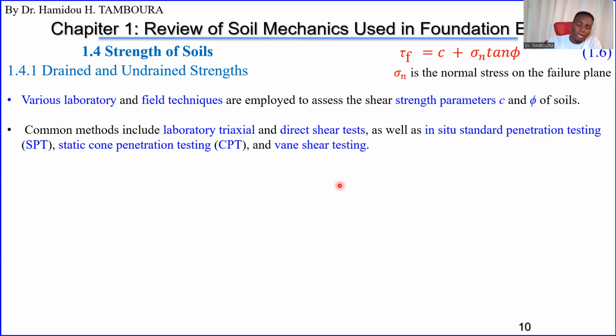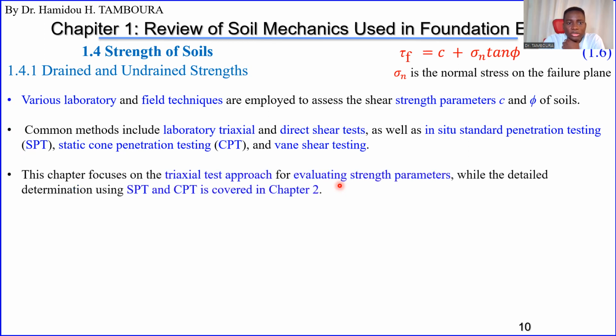Each test has its own procedure. So this chapter will focus mainly on the triaxial test approach, this one. So how to evaluate the strength parameters of soil using the triaxial test. This chapter will focus on this. For SPT and CPT, in the next chapter we will give more detail about these two.